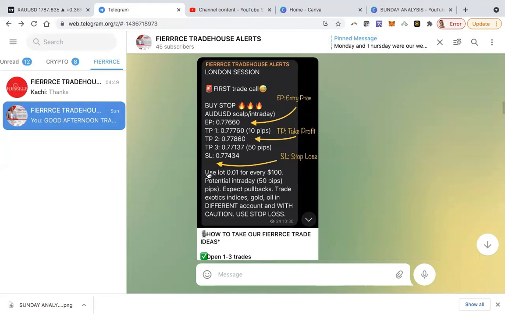Then usually I give you basic instructions here. Use a lot of 0.01 for every $100. Now, guys, if you use anything more than this based on your account size, I can't really guide because this is the basic guide I'm giving. This is a really good risk, especially if it's your first time trading with us. Potential intraday, I give you 50 pips.